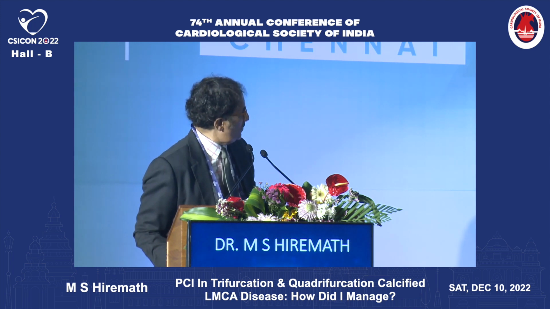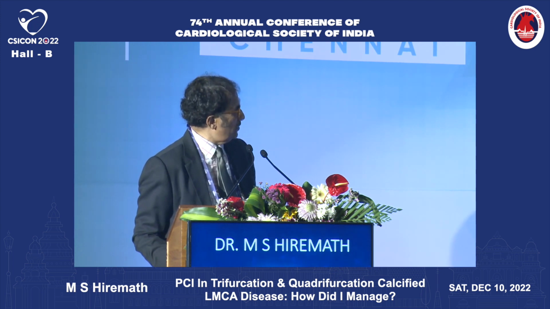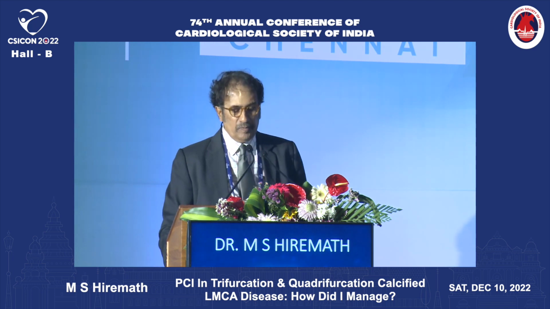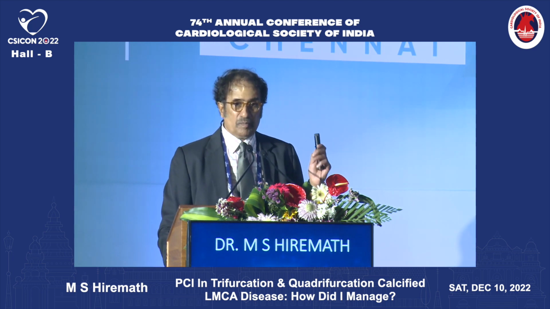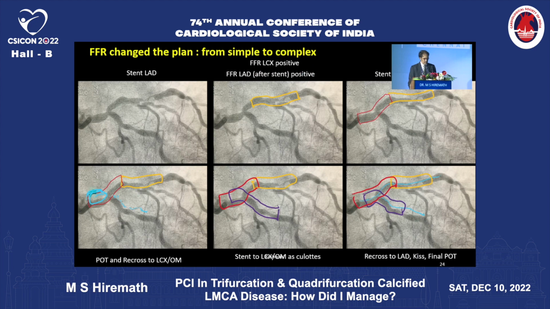And this is the final result. You can see good flows in all the branches. And this is how the stent lies. The first stent, the second stent coming back to left main, and then a culotte where this stent is coming back also into left main. You must do a kiss when you do this kind of multi-layered stenting. So this is in short how we did it.